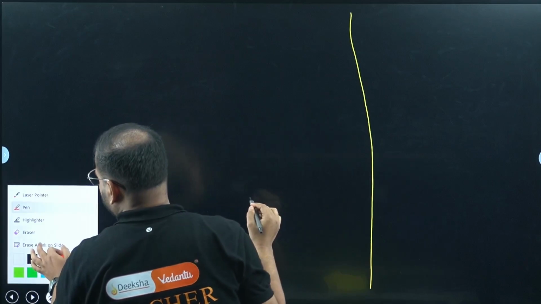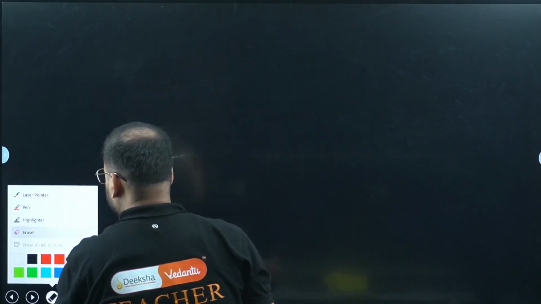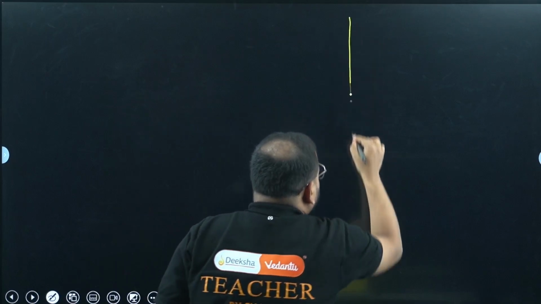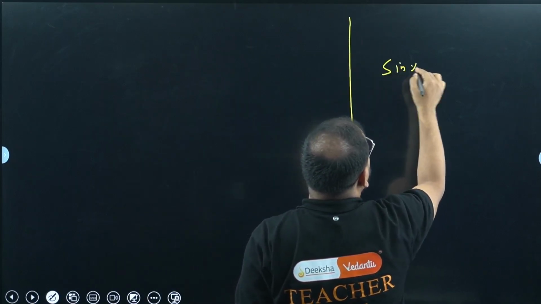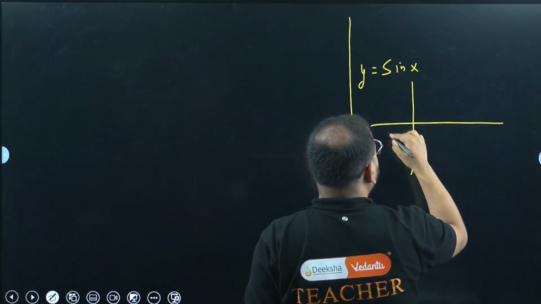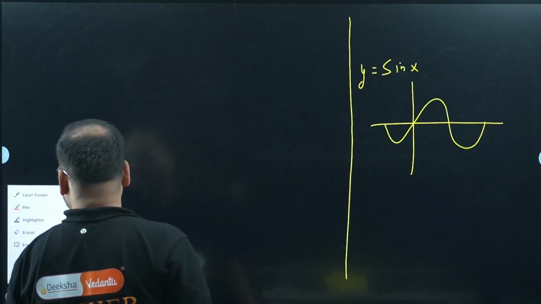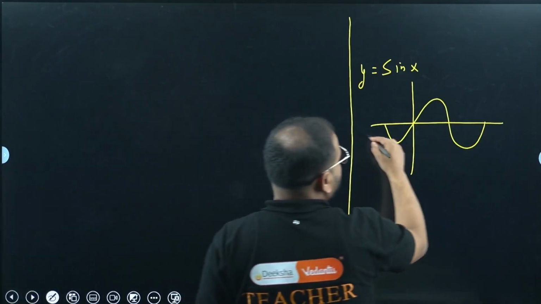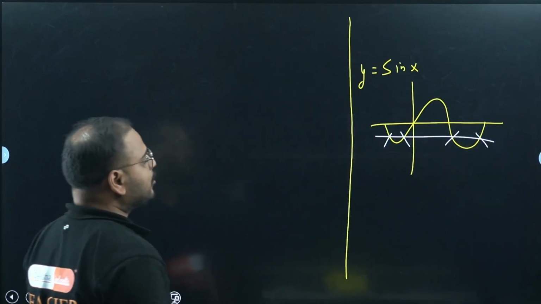So not a straight line. Let's draw it again. So the sine graph, if I have to look at sine x, how will it look? Like this, sir. Is it always 1-1? No, sir. 1 intersection, 2 intersection, 3 intersection, 4 intersection, sir. So not always 1-1.